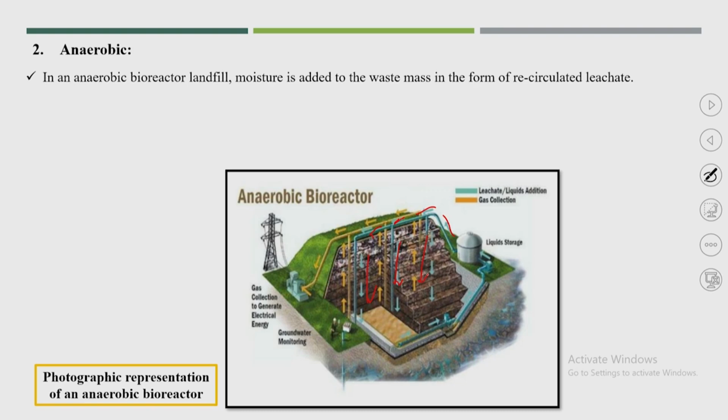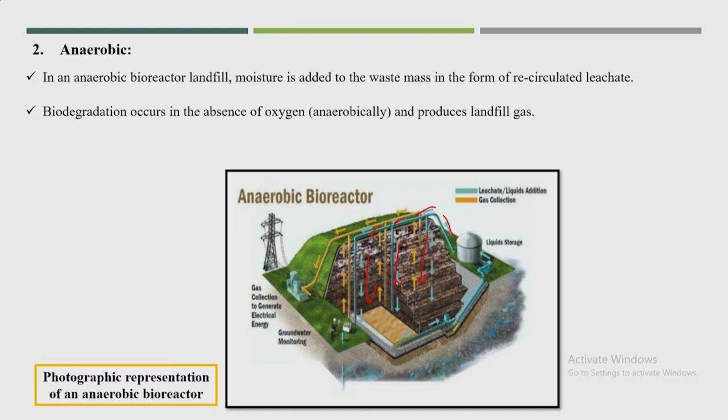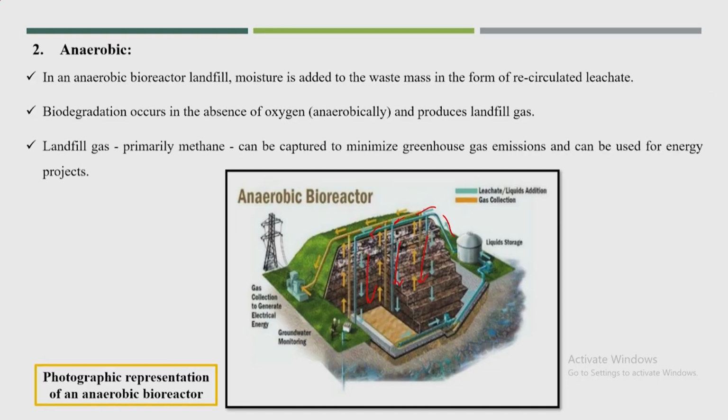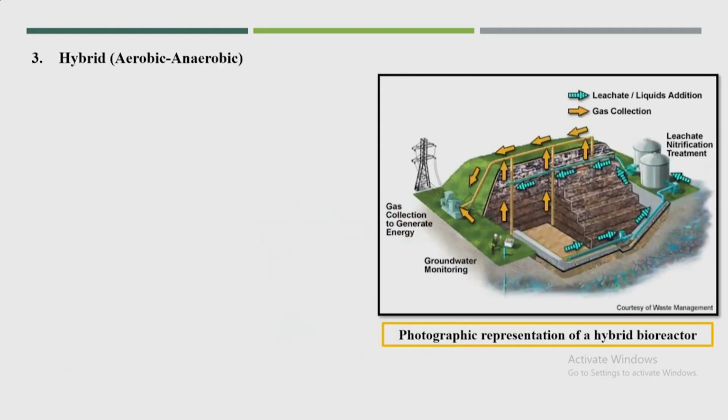Then the anaerobic bioreactor: moisture is added to the waste mass in the form of recirculated leachate, and biodigestion occurs in the landfill area in the absence of oxygen to produce landfill gas, and primarily that gas will be methane. It is also possible that in such kind of bioreactor sites, you will be able to collect this gas and utilize that methane gas.